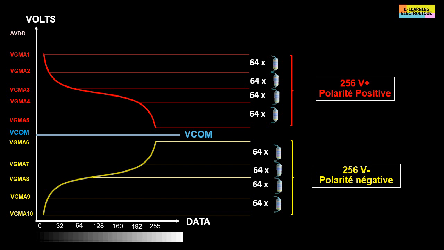If the number of gamma values is higher, for example 18 gamma values, the number of resistors in series to be placed between each reference will be less important. With this assembly, we see that we make correspond to each value of the data a value of voltage either positive or negative if it is below the VCOM.